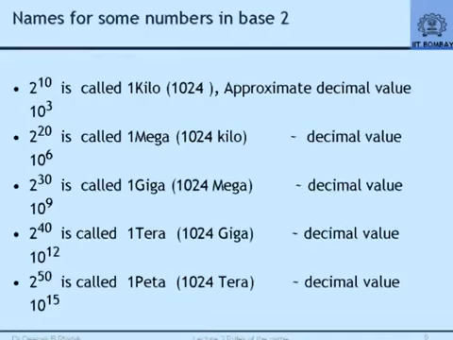Here are some interesting names, we shall be using them very frequently. 2 raised to 10 happens to be 1024, and 1000 has a nomenclature in human terms. We call it a kilo. Like a kilogram is 1000 grams, kiloliter is 1000 liters. So kilo is a standard decimal term.